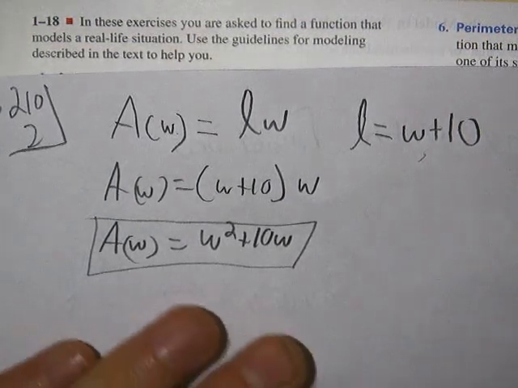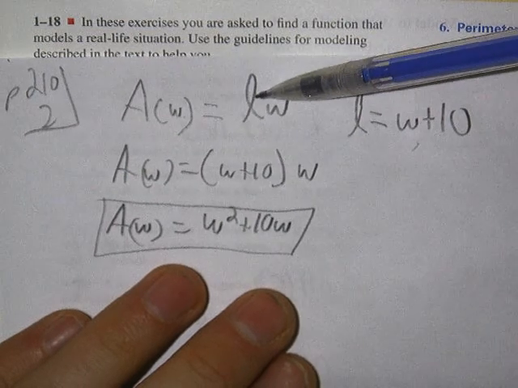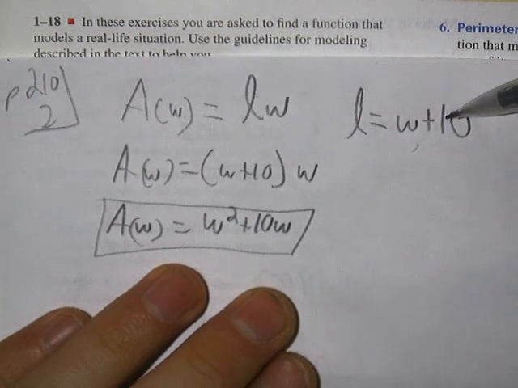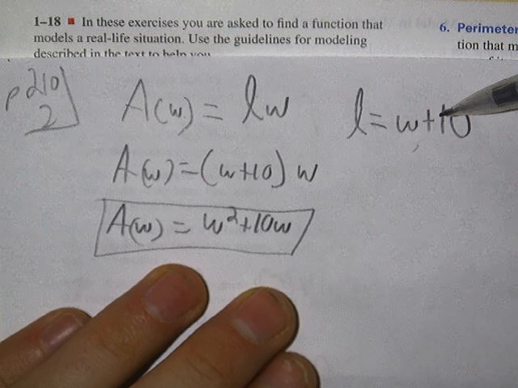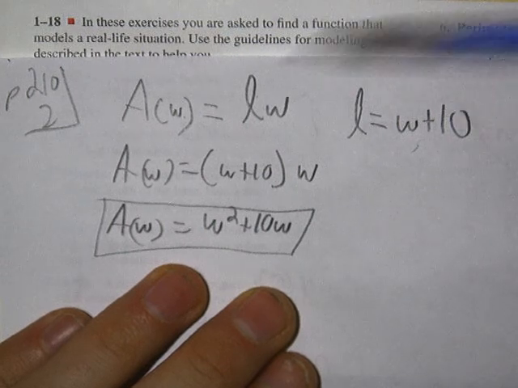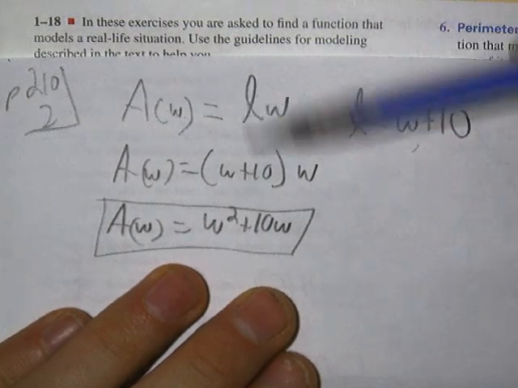Now, why did we have to go through and replace this L with the W terms? Does anybody have any idea? Yeah, because it has to be in terms of W. We can't have two variables in there.